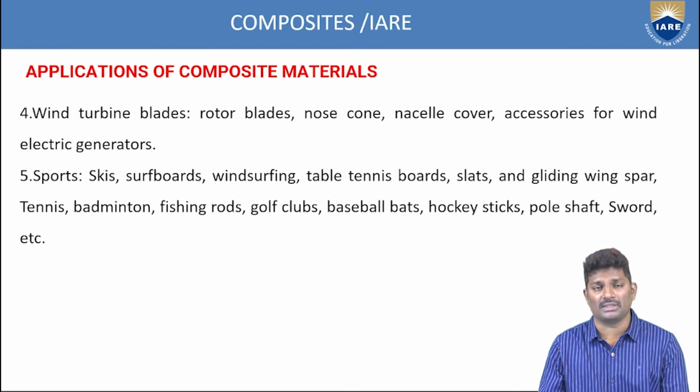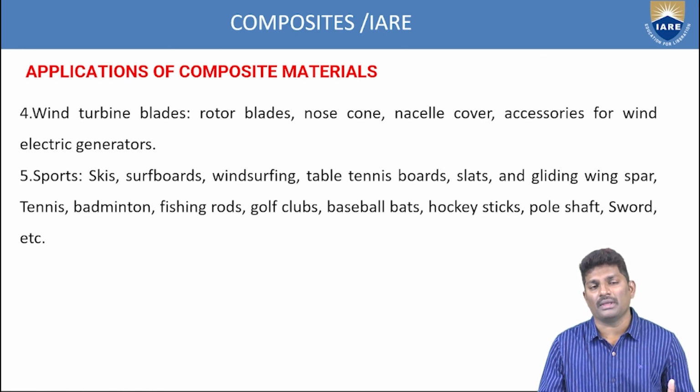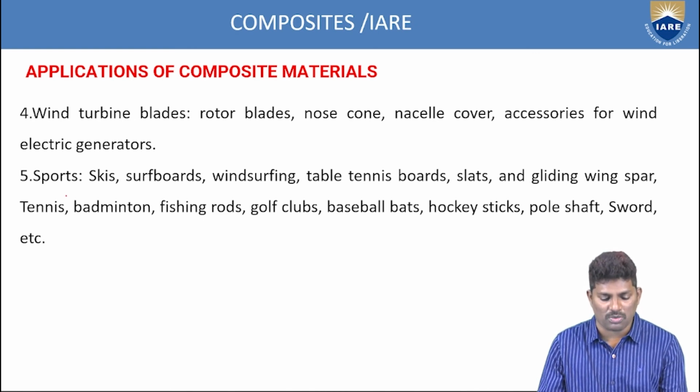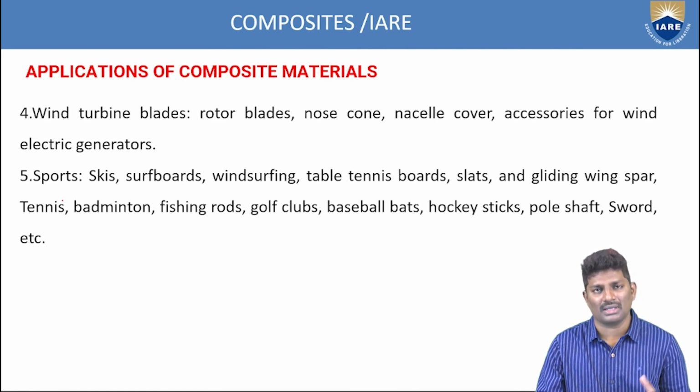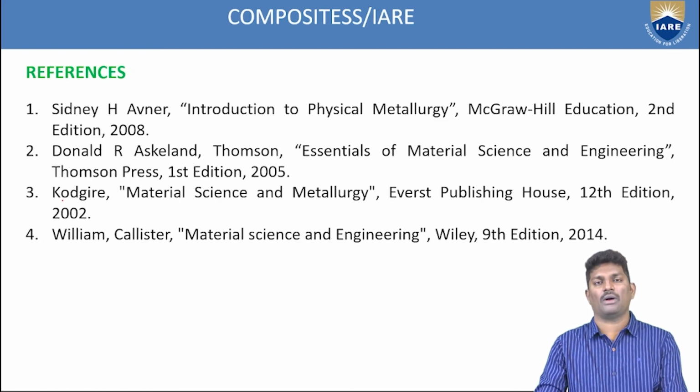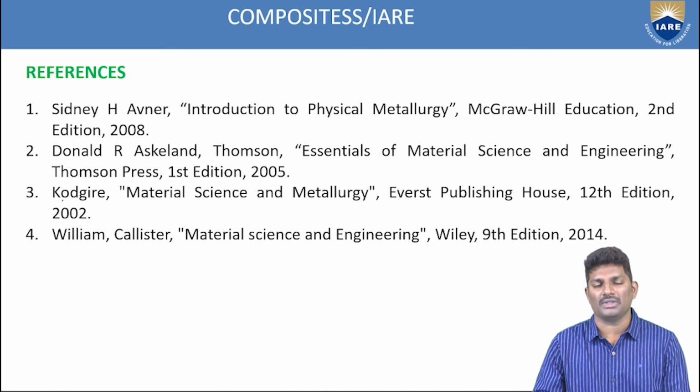And wind turbine blades, the rotor blades we have: all these rotor blades are manufactured with the help of these composite glass fiber reinforced materials. And in sports, surfboards, windsurfs, table tennis, all these are examples of composite materials. So this is about composite materials, applications, uses, and classifications.